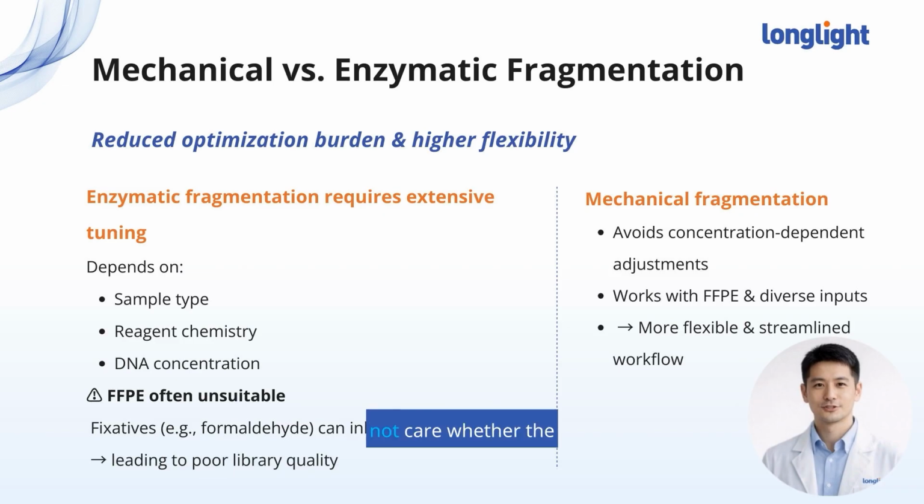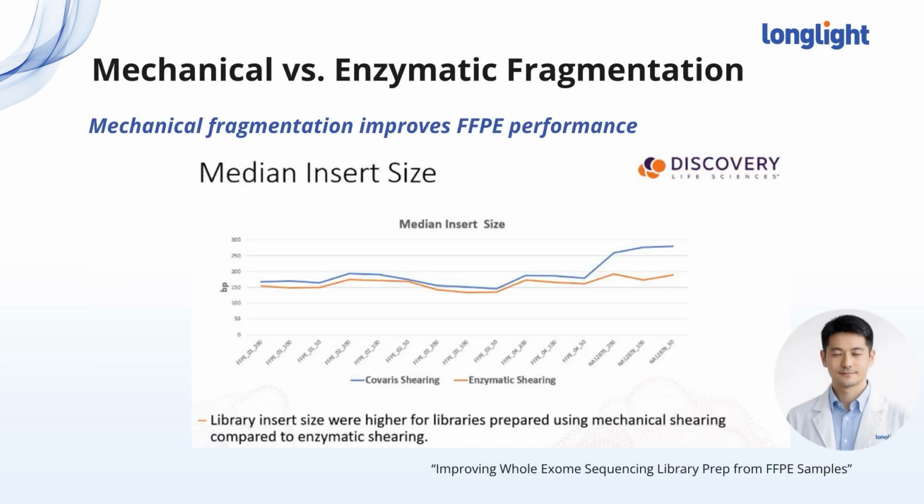The shear force does not care whether the DNA concentration is 5 ng/µL or 50 ng/µL, and it is much less affected by fixatives in FFPE. One protocol can often serve research samples and clinical samples with only small parameter tweaks. For lab managers, this means fewer surprises, fewer failed validation runs, and a smoother path when they want to move an MGI assay from research use toward routine diagnostics.